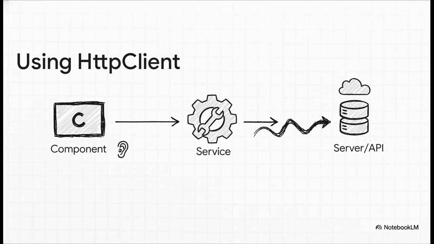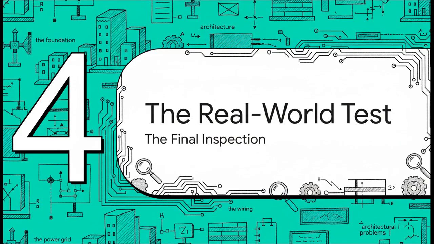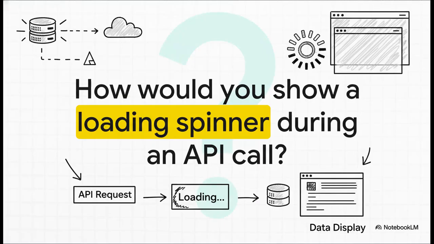It's clean. All right, we have our foundation, we've got the wiring, we've hooked up the power grid. Now it's time for the final inspection. This is where we apply all this architectural knowledge to solve the kind of real-world practical problems you're going to get in a coding interview. This is a classic. It's not a trick question, I promise. It's designed to see if you can manage the state of your application in a clean, logical way. Because while that data is being fetched, the user can't just be staring at a blank screen. They need to know something is happening.